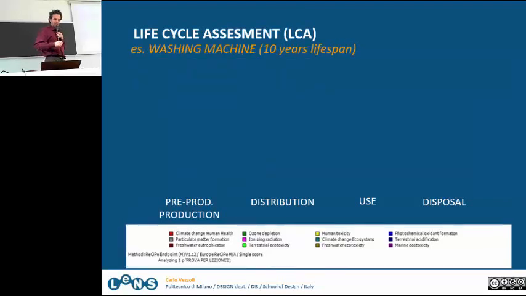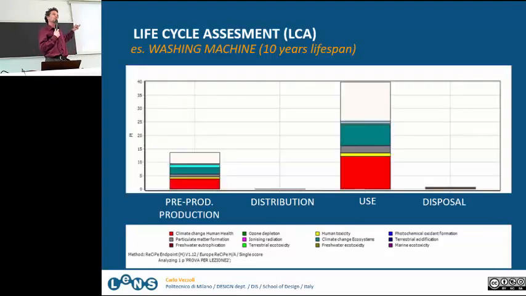Here, put another one. The washing machine, 10 years lifespan. This is optimistic actually. Nowadays the washing machine doesn't last that much. To use this tool is very important because maybe we don't know how much one phase is more important than the other in terms of impact. So there is a priority of intervention when we have to redesign the product. So understanding the profile before starting to design is key.